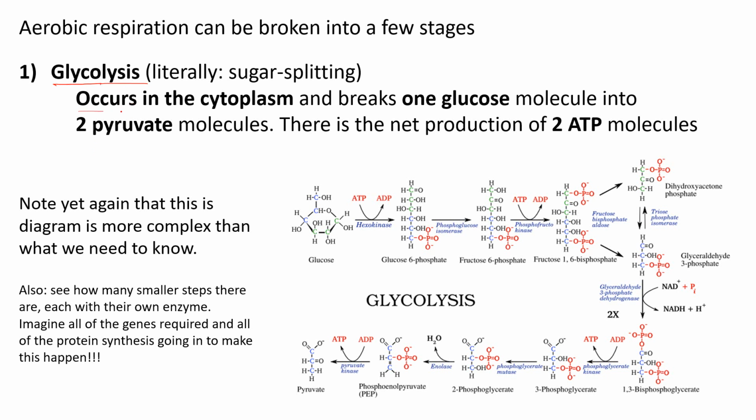You need to know that it occurs in the cytoplasm, and it breaks 1 glucose molecule into 2 pyruvate molecules, and there's a net production of 2 ATP. So that's pretty cool, isn't it? You just have 1 glucose and you get 2 ATP out of it. Sounds great, doesn't it? Okay, this is just the first step, and we've already got some ATP.